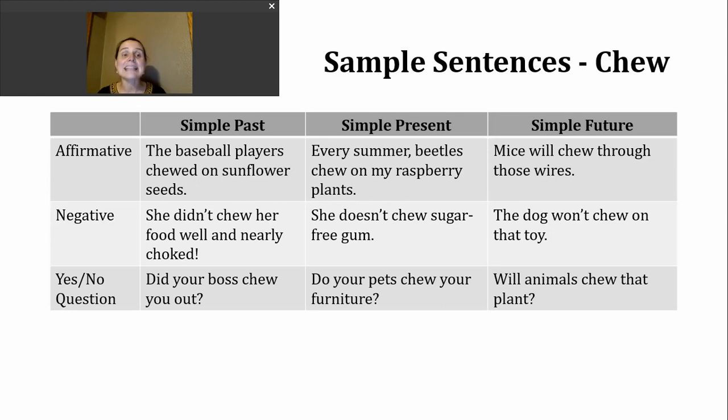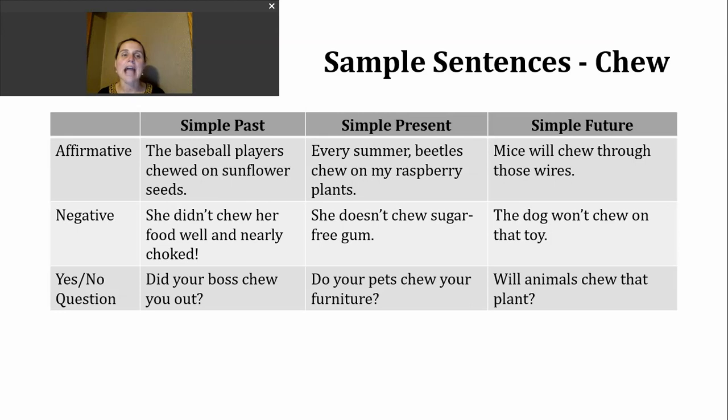If I want to make a negative sentence in simple past tense, I'm going to use did not and then the base verb. You might hear native speakers use the contraction didn't and then the base verb. Here's an example sentence. She didn't chew her food well and nearly choked. If I want to make a yes or no question, I'm going to start with did, then I'll have my subject, and then the base verb. Did your boss chew you out?